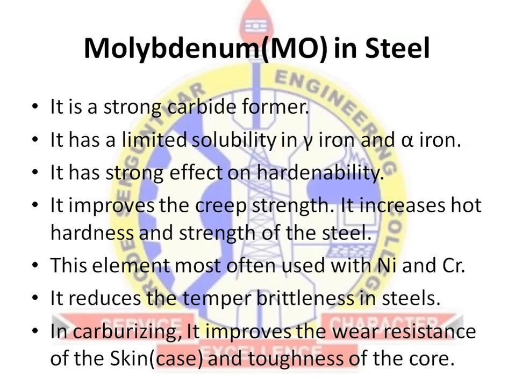In carburizing, it improves the wear resistance of the screw. Carburizing is nothing but adding carbon content into the steel through a heating process, and it improves the toughness of the core.